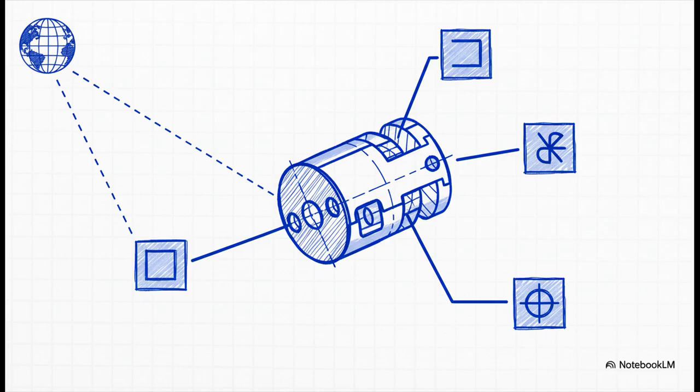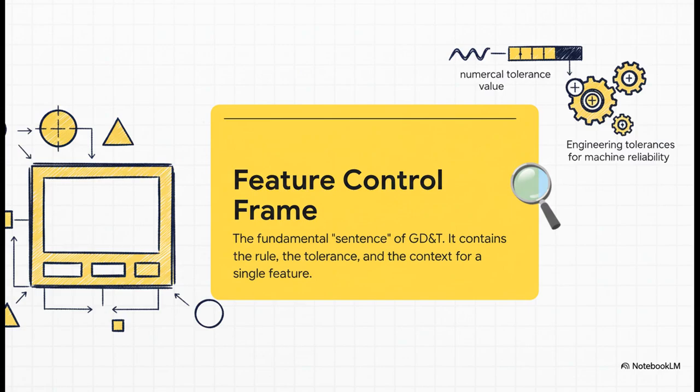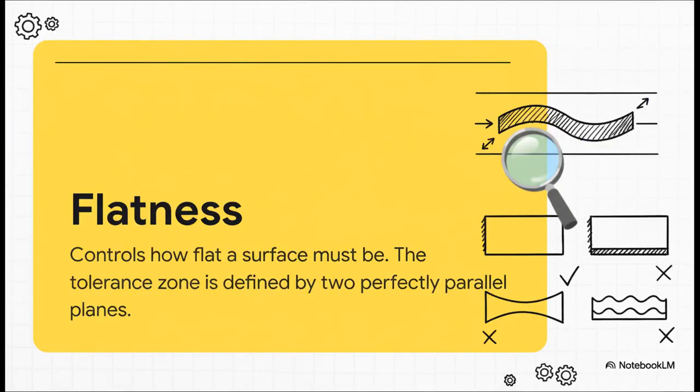with zero confusion. The basic building block, the fundamental sentence of GD&T, is this little thing called the feature control frame. Just think of it as a little instruction box. It holds the rule you're applying, how much wiggle room you have, that's the tolerance, and where you're measuring from, which are the datums. So let's look at a few of these symbols.